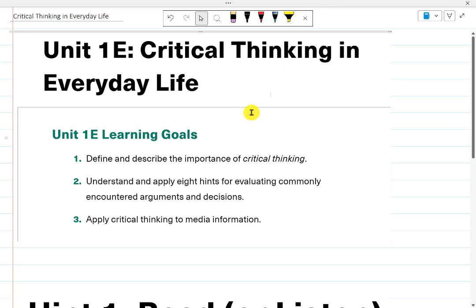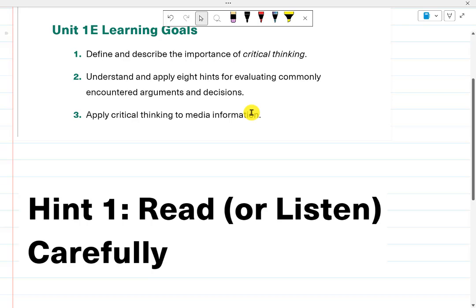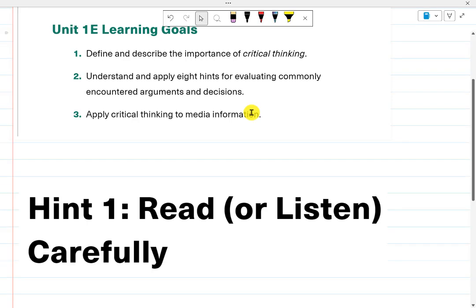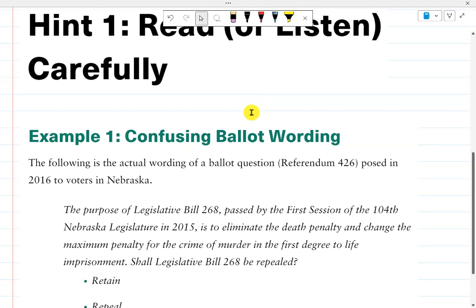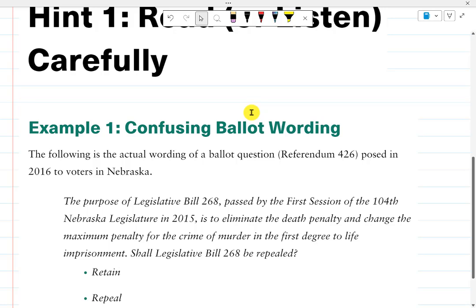Let me scroll down a little bit here. I have my next bit. Hint 1, we're going to read or listen carefully. So let me scroll down a little bit more. This was a bill that was actually sent, as it says right here.